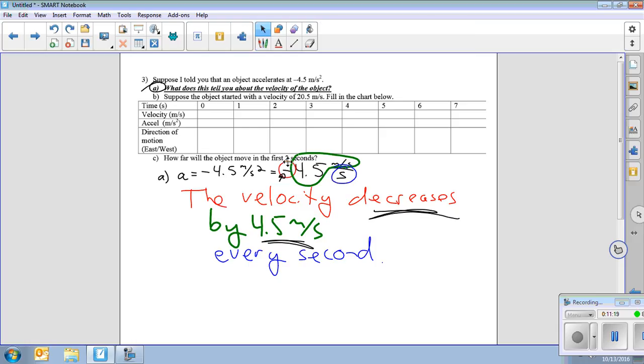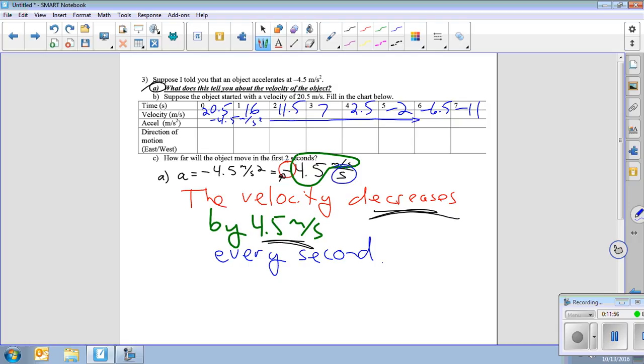All right, so let's fill in a little chart here. The idea is our velocity starts at 20.5, and then every second it goes down by 4.5. So I'm going to just literally keep subtracting 4.5. So you're going to get 16, and then 11.5, and then 7, and then 2.5, and then negative 2, and negative 6.5, and negative 11, etc. The accelerations are all negative 4.5 meters a second squared.